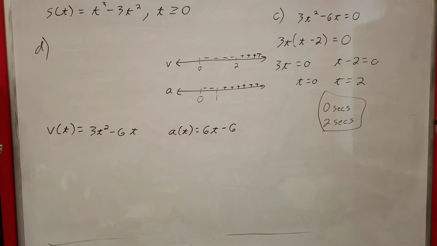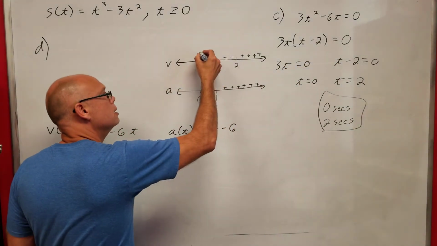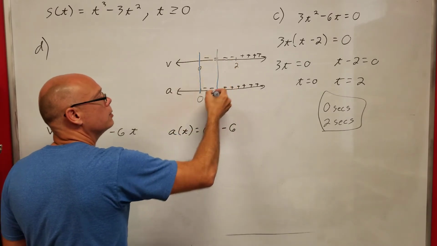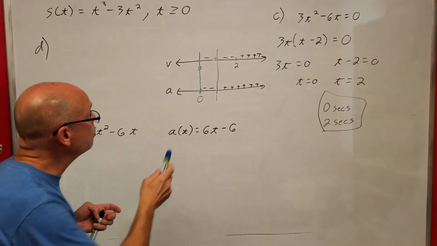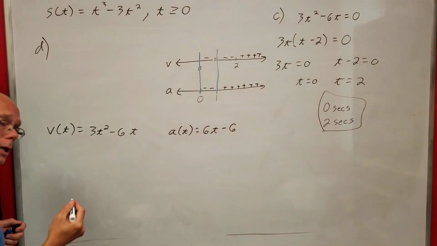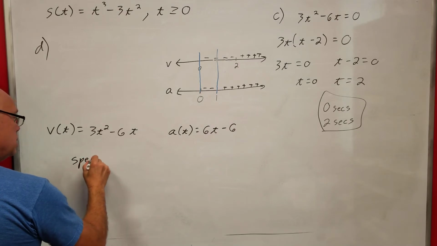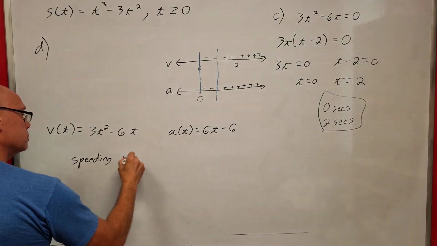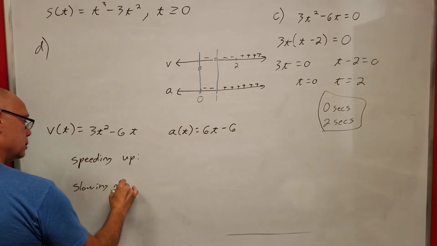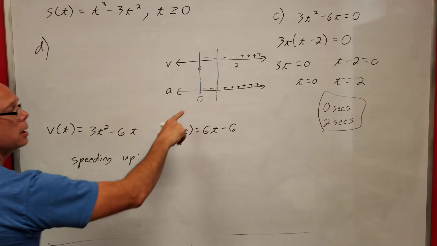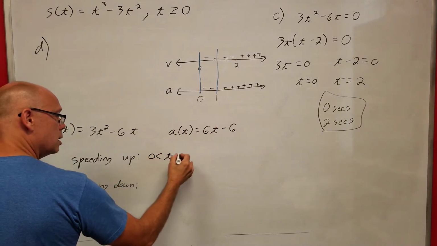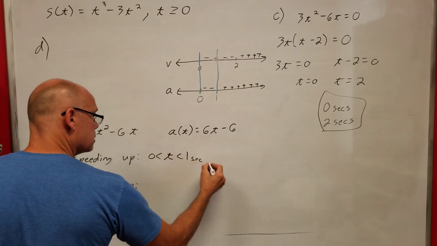Well, let me ask you this. What's going on between 0 and 1 second? My velocity and acceleration functions have what? The same sign, right? So if they have the same sign, it's what? Speeding up. Let me go ahead and write slowing down here. But where is it speeding up? Between 0 and 1 second. So whenever t is between 0 and 1 seconds.